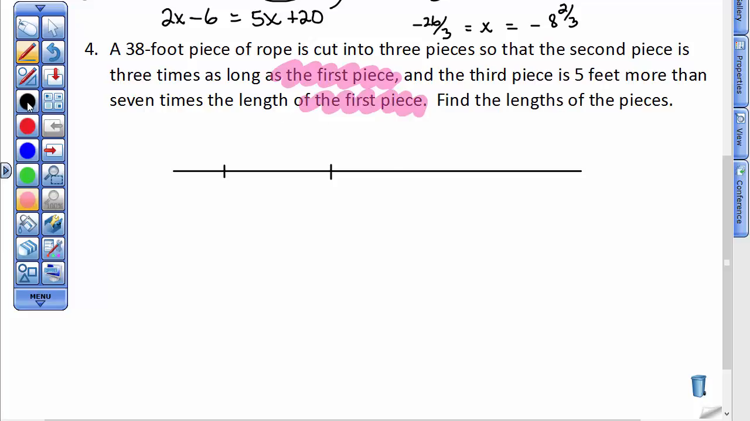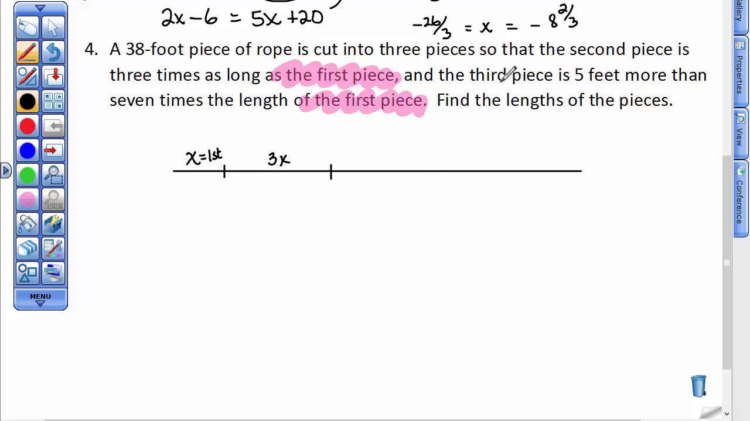So we keep comparing things to this first piece. Let's let that first piece be represented by the letter X. So that's going to be the first piece. This one right here, let's go back now. It's cut into 3 pieces. The second piece is 3 times as long as the first. Here's the first. This one is 3 times as long as that first.